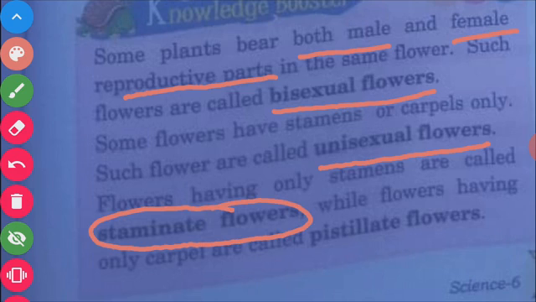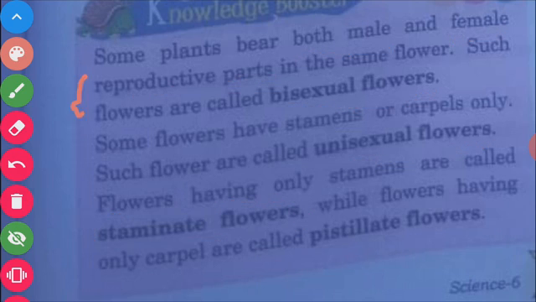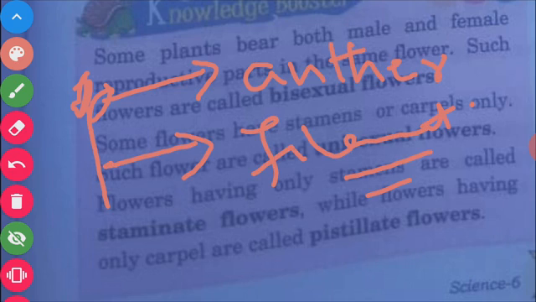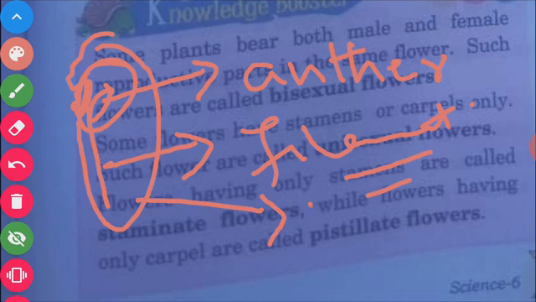In the previous lecture, I discussed with you that the male reproductive part of the flower is known as the stamen. This stamen has two parts, anther and filament. The anther is bilobed. This whole is known as the stamen. This is the male reproductive part of the flower.